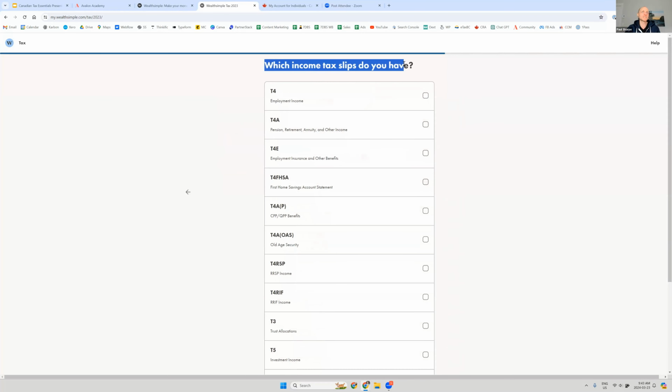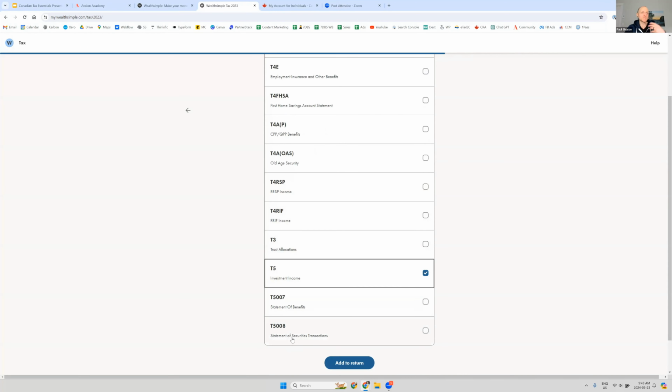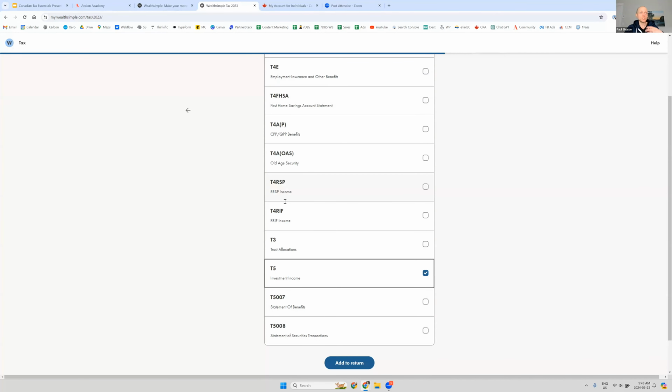It's going to say, which tax slips do you have? So you just click them. Employment income. Let's say we also have investment income. These are really common ones, but I don't have those. Statement of securities transactions would be if you sold a bunch of investments throughout the year, you might have those, but I'll stick with T4 and T5 because those are the most common. If you do connect your CRA My Account, it's just going to import these automatically.